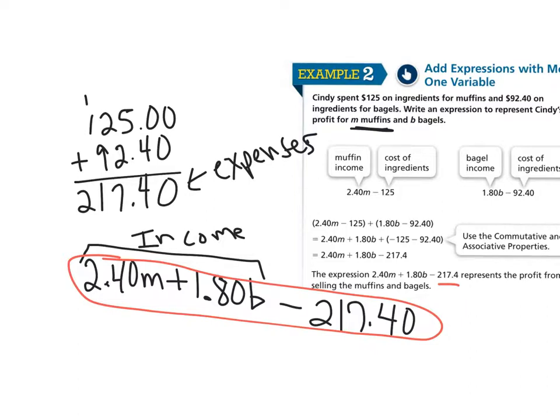The book is basically looking first just at muffins, then at bagels, and then they're combining them together. But again, I'm not going to be picky about what process necessarily you guys use, as long as it's a valid process. There's different ways you can do these problems.